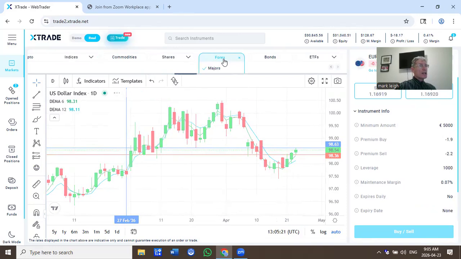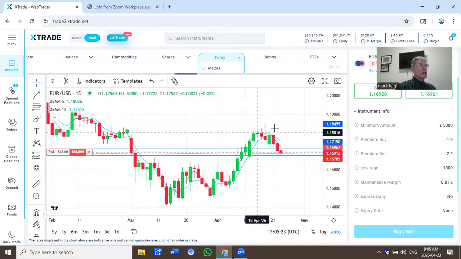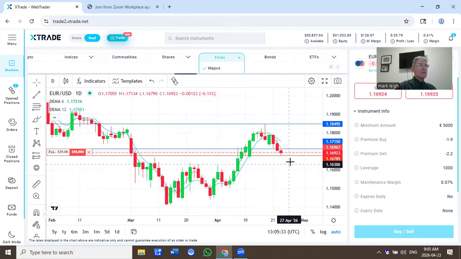Let's have a look at the majors, starting on the euro. There you can see downtrend in place, red candlestick, selling euro, buying US dollar. So also US dollar strength. I've got resistance at 117.15. I've got support at 116.78. Bit of a fight back here you can see from the euro. So US giving up some of those gains.